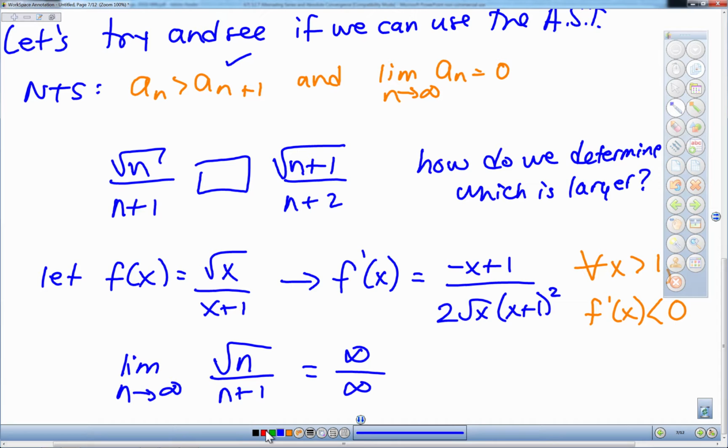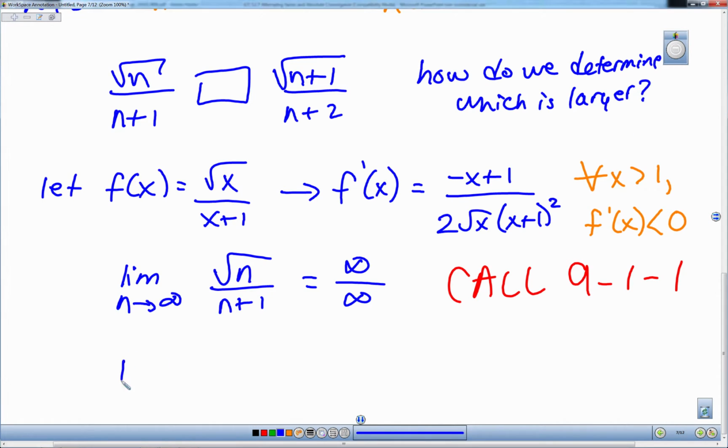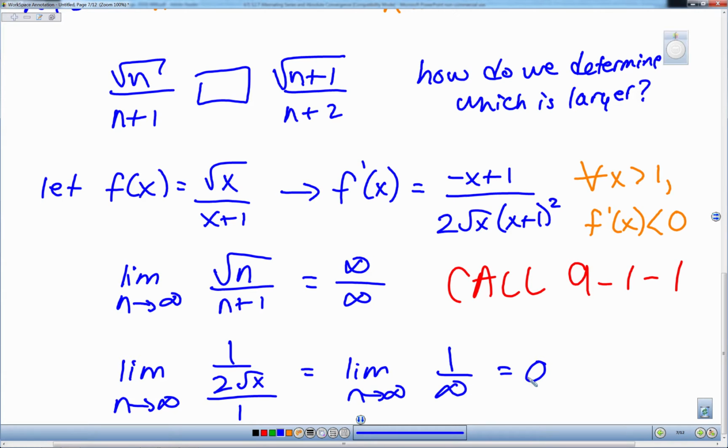That's right. Call 911. Get ready to go to the hospital. That's right, we're going to use L'Hopital's rule. That gives us the limit as n approaches infinity of 1 over 2 root x, divided by 1. The derivative of the top is 1 over 2 root x, and the derivative of the bottom is just 1. When we take the limit as n approaches infinity of that, it's 1 over infinity, which equals 0.